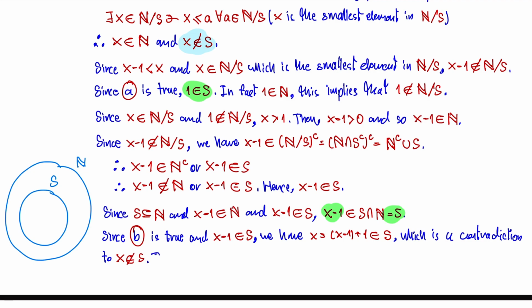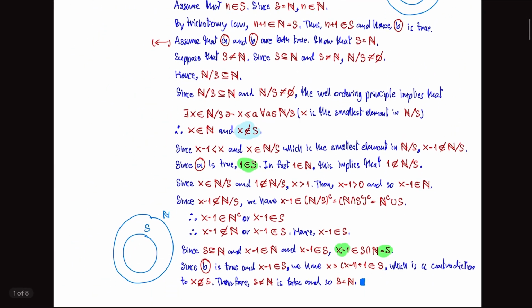So therefore, what we have supposed is false. Okay, this is false, and therefore S must be the set of natural numbers. So we have proved the principle of mathematical induction already.